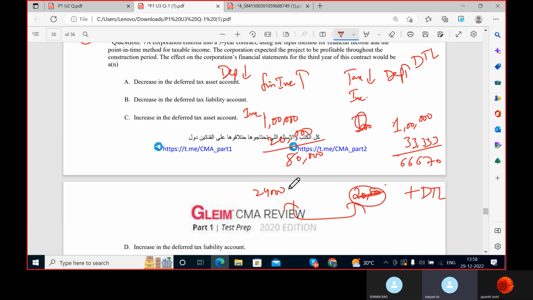See, the accounting profit is high and the taxable profit is less. So you have less taxable profit, but accounting profit is high. So still you are paying less now, and you have to pay more later, or not? That is DTL, correct?